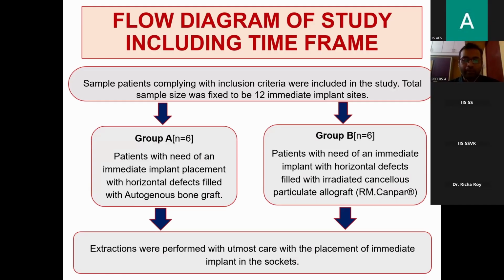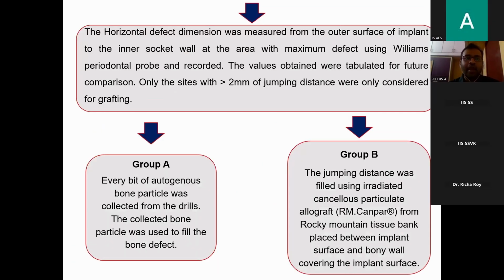Extractions were performed with utmost care, with the placement of immediate implants in the sockets. The horizontal defect dimension was measured from the outer surface of the implant to the inner socket wall at the area with the maximum defect using a Williams periodontal probe and recorded. The values obtained were tabulated for future comparison. Only sites with greater than 2 millimeters of jumping distance were considered for grafting. In Group A, the defects were filled using the collected autogenous bone graft, and in Group B, allograft was used to fill the defects.